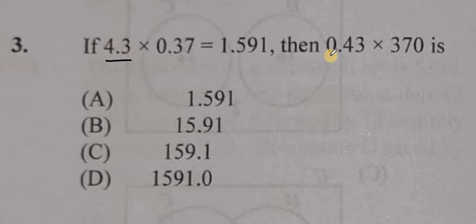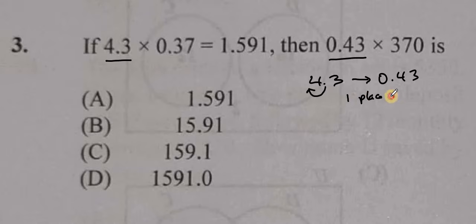For instance, the 4.3 and the 0.43, they are similar in terms of the digits used. It's just that the decimal point has been shifted. So look at the first, 4.3, which became 0.43. What they would have done, if you look at it, is shift the decimal point one place to the left.